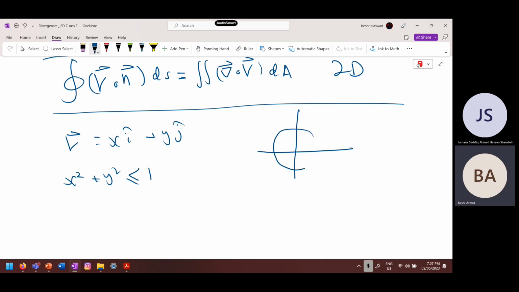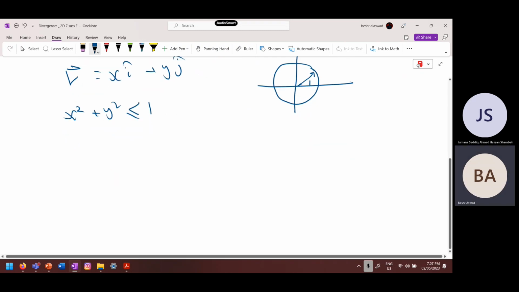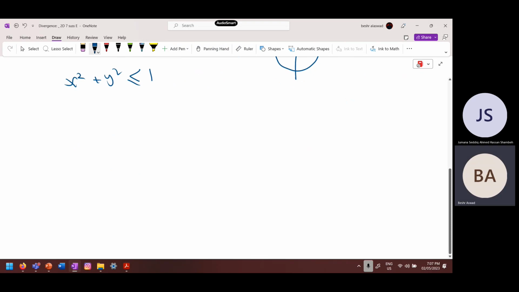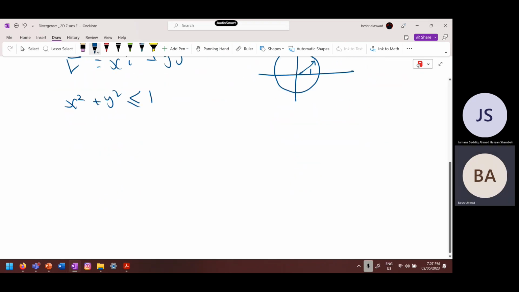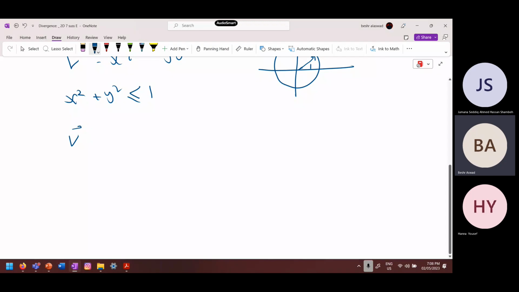Simple sketching. Okay, that's 1. To solve this, I'm going to start with line integration for this question. To solve this, you already have the vector. What you need is the normal vector.